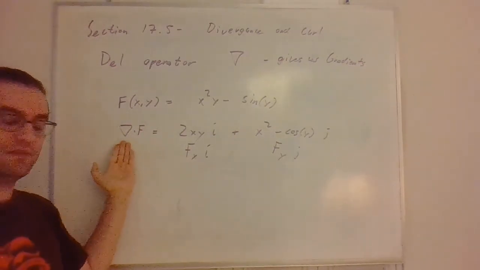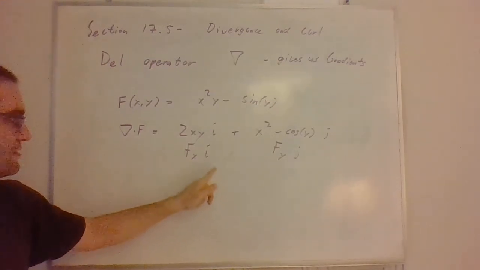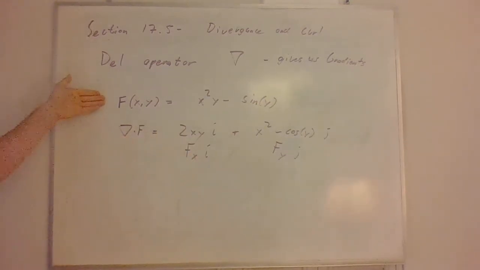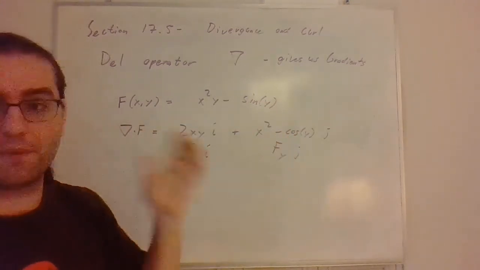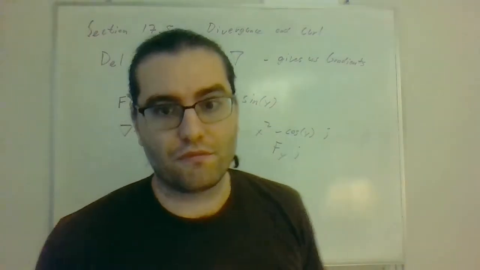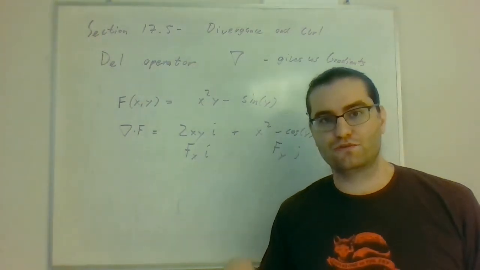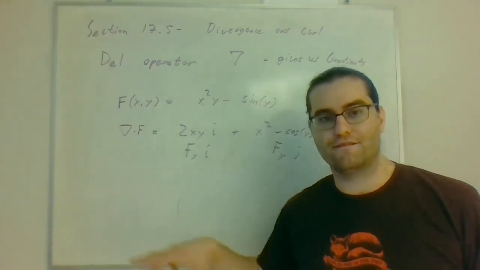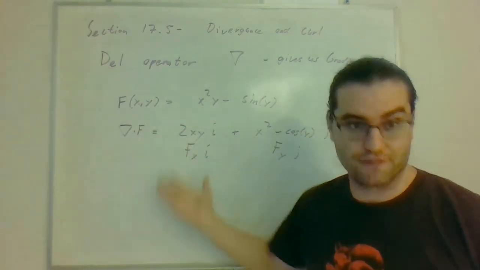And this is what del does as an operator. It's partial derivatives attached to unit vectors. And if you do it to this real valued function, you get a vector. You get a vector valued function. This is a vector field now. So the real question of this section is, what happens if you try to apply this del operator to something that is already a vector? So this is us applying it to a scalar, and we get a vector.